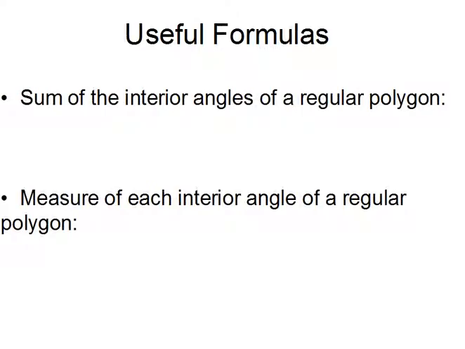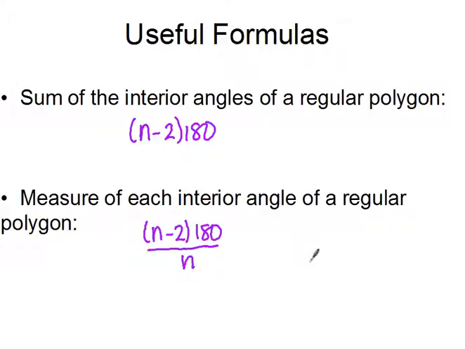So, some useful formulas here. The sum of the interior angles of a regular polygon. So you're talking all of the angles around the inside of the shape, not the outside of the shape though. So this would be n minus 2 times 180, n being the number of sides. We've done this before, so this should not be new. And then if you want to find the measure of one interior angle, you take the sum and then divide by the number of sides, and that would give you one angle on the inside of the pentagon or hexagon or whatever we're doing.